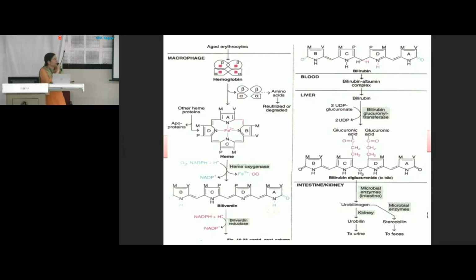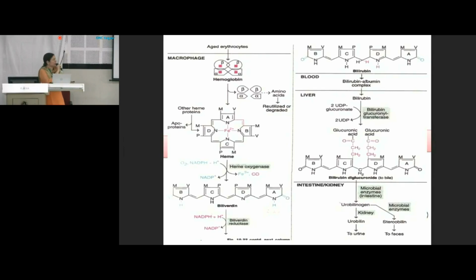Now this unconjugated bilirubin, which is sparingly soluble in plasma, needs to be converted into its non-toxic, water soluble form, that is the conjugated form. The conjugation process takes place in the liver with the help of bilirubin glucuronyl transferase enzyme. The bilirubin is converted with the help of 2 UDP glucuronate into bilirubin diglucuronide. This bilirubin diglucuronide is also called conjugated bilirubin.